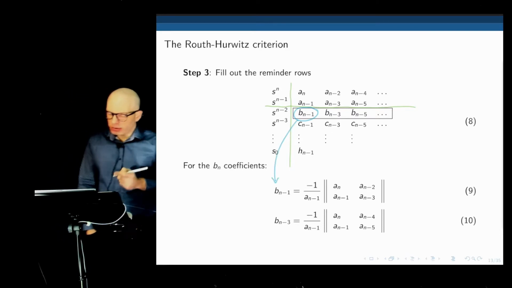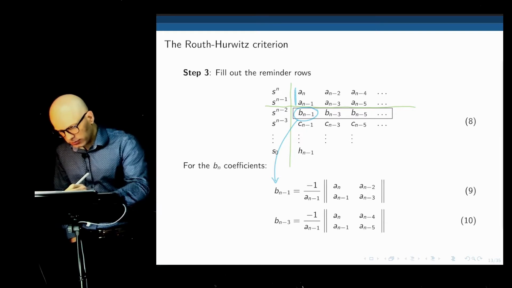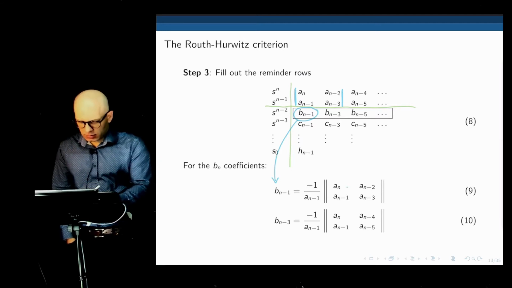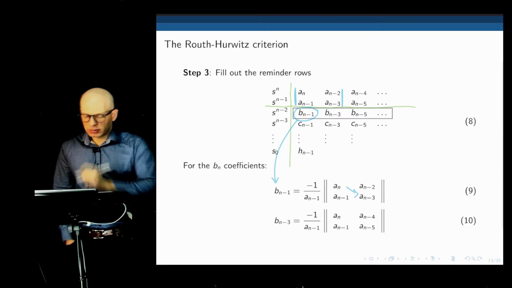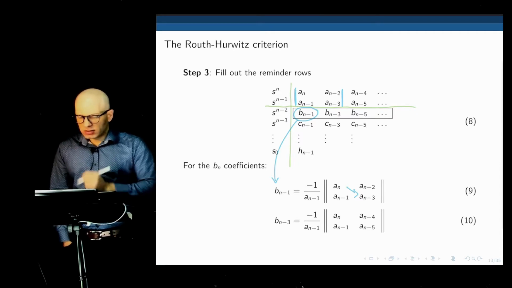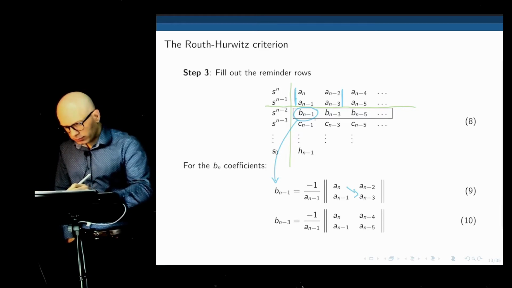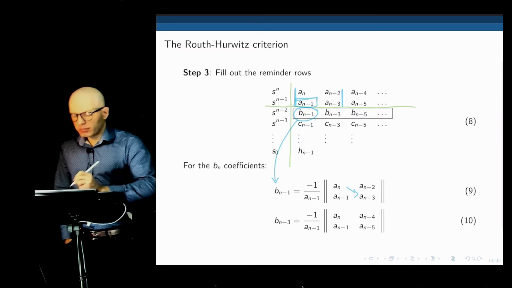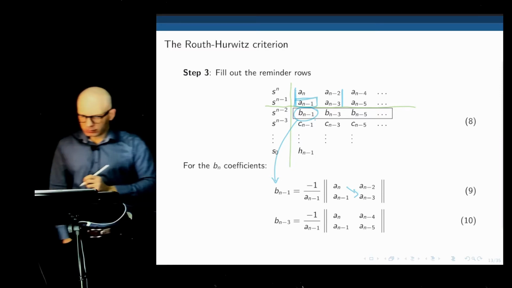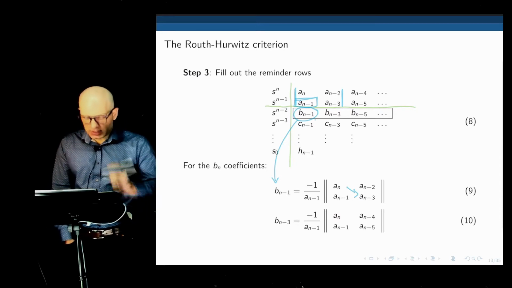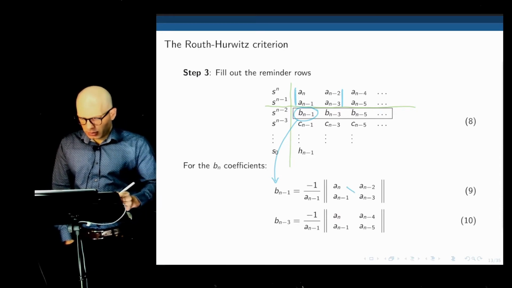It takes the determinant of what is just above it, so this one and that one: a n times a n minus 3 minus a n minus 2 times a n minus 1, and we divide the entire thing by the negative of the bottom left element. We'll do an example, and this will become more clear. So this would be b n minus 1.